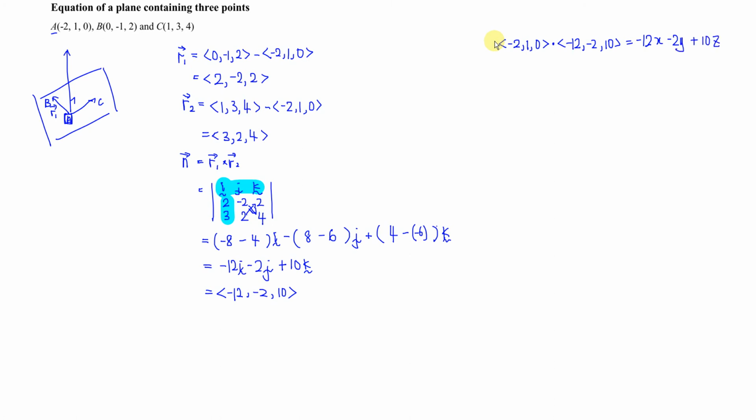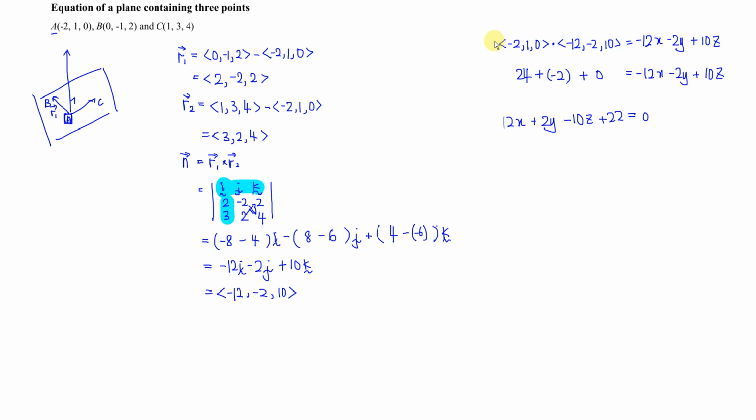So we solve for both sides. So we have negative 2 times negative 12 plus 24, plus 1 times negative 2 minus 2, 0 times 10, equivalent to 0. So this will give us, we bring everything to the left hand side. So 12x minus minus becomes plus 2y minus 10z. So we have 24 minus 2, which is 22, equivalent to 0.